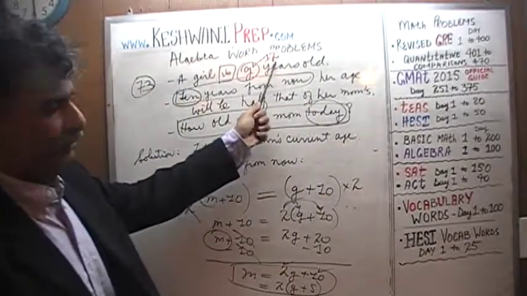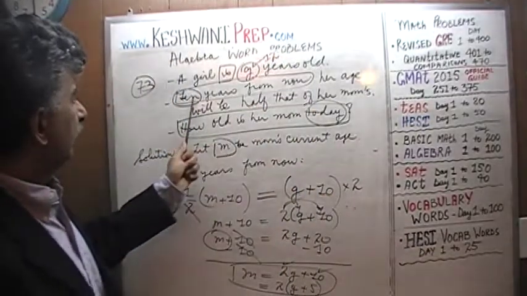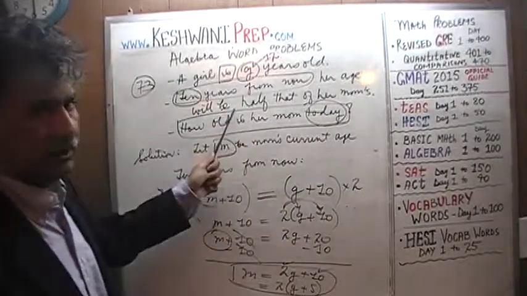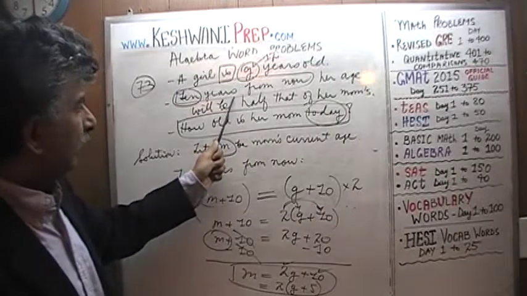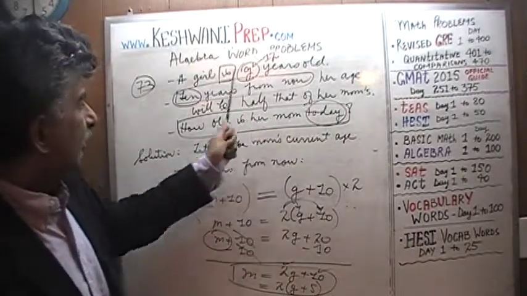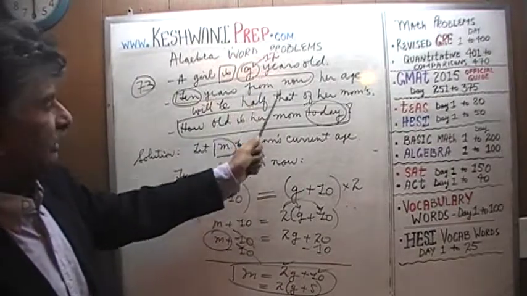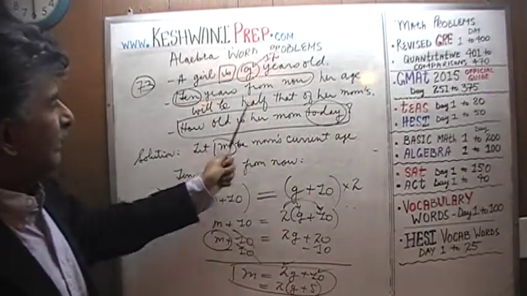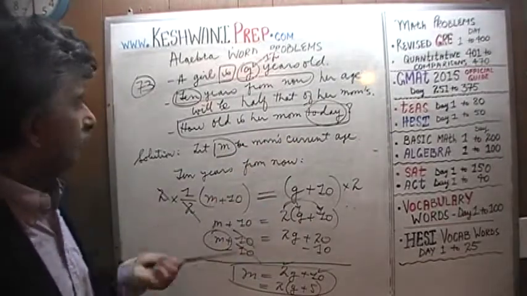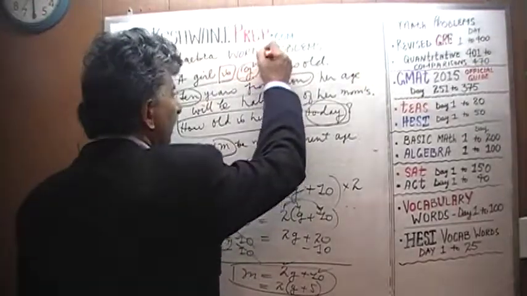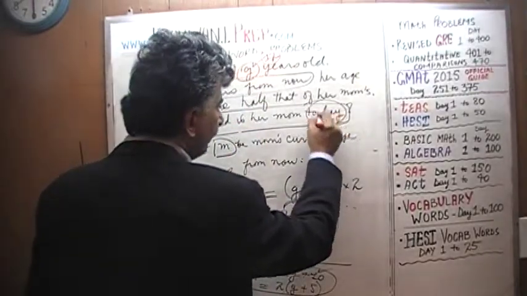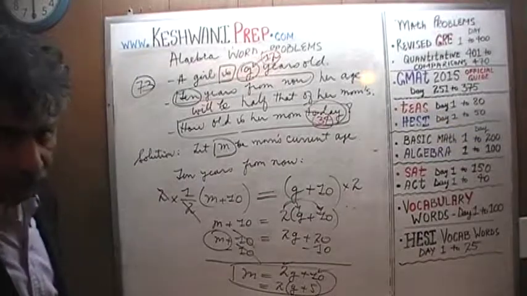If girl is 12 years old today, listen carefully. If girl is 12 years old today, 10 years from now, she's going to be 22 years old. Are you with me so far? We are told at that point, her age is going to be half her mother's age. If the girl is 22 years old 10 years from now, her mother must be 44. If girl is 22 in 10 years, her mother is going to be 44, which means her mother today is 34. Are you with me so far?